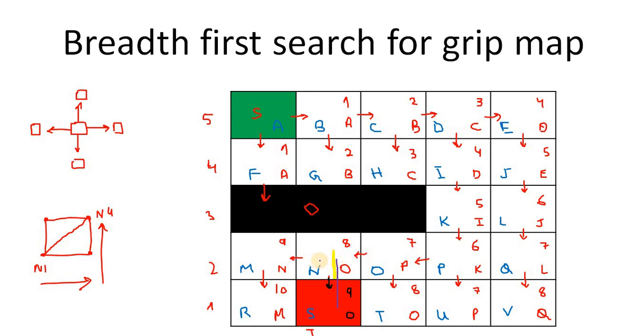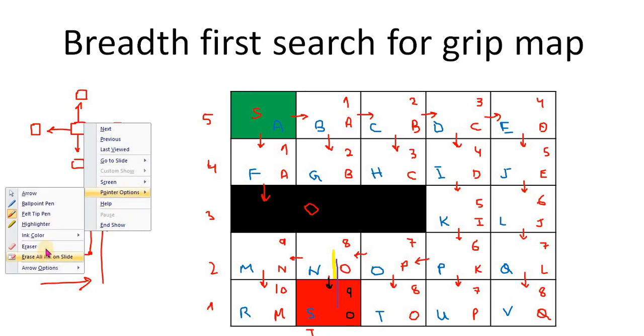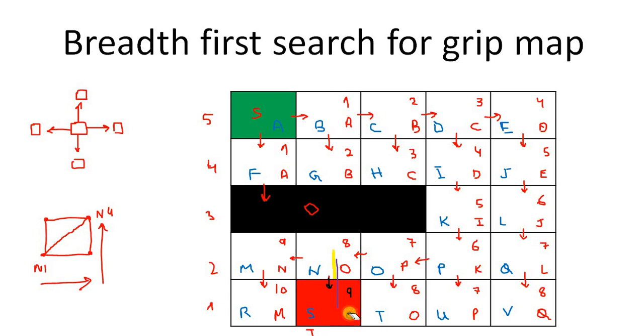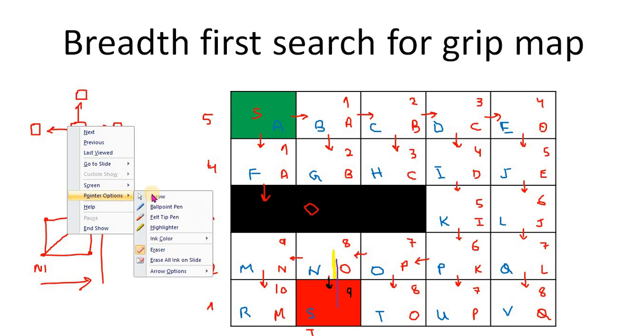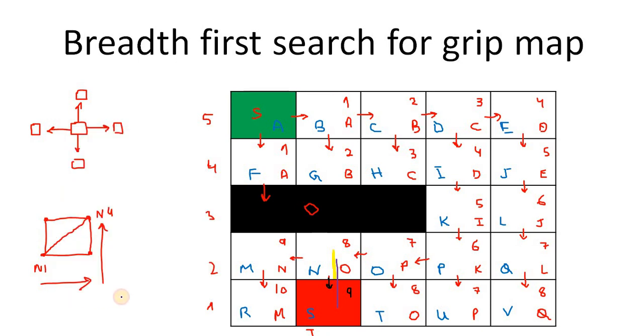I think here we made a mistake. S has a parent and it is not O. Yes, that was a mistake, here was a mistake, because we came from N, and so it has a distance of 9 and the parent N.